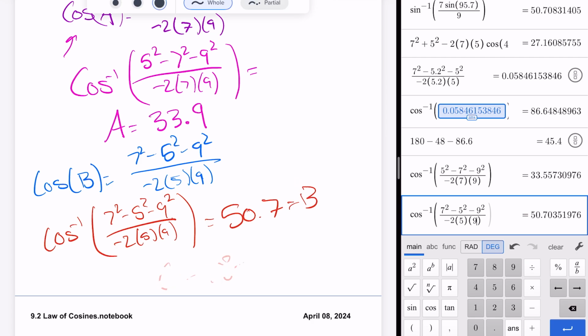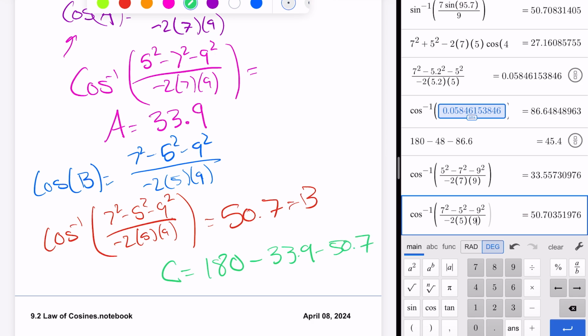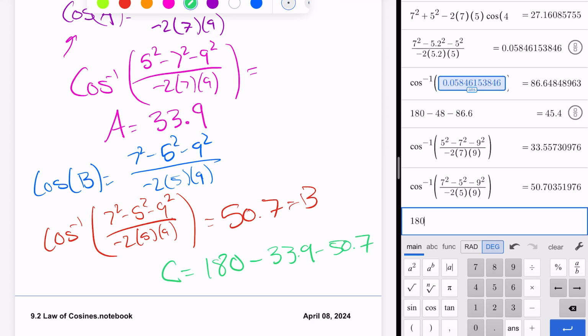Now to find angle C, because this is B, angle C is going to be 180. Let me do this in a different color. Let's use green. C is going to be 180, because I have 2 of the angles, minus angle A, 33.9, minus 50.7. It's going to be 95. C equals 95.4.